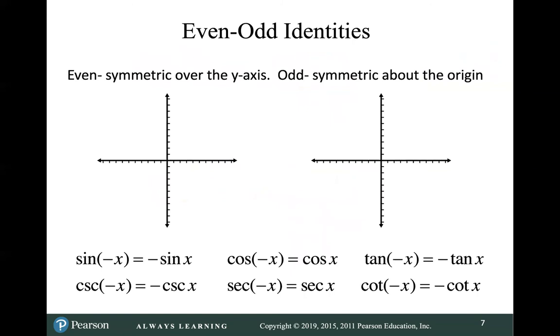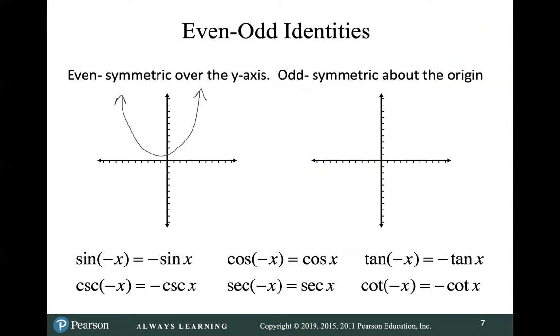Our next identities are even and odd identities. Now, sometimes these are hard to visualize. We've seen this before in a previous chapter, so I'm just going to go through that visualization again of even versus odd. Even means it's symmetric over the y-axis. I'm going to use a parabola to demonstrate this.